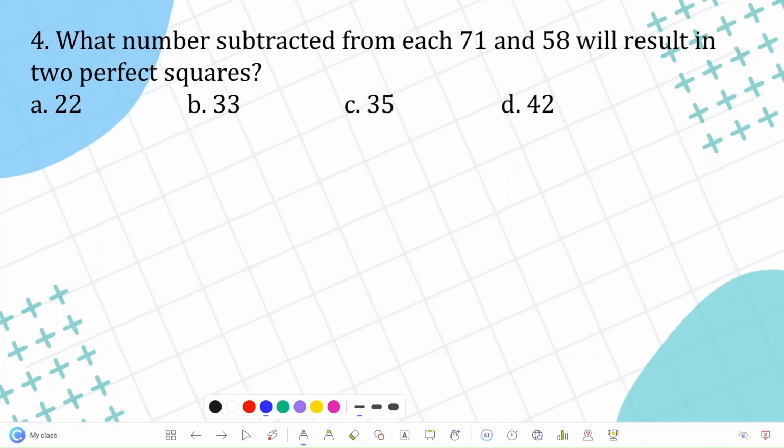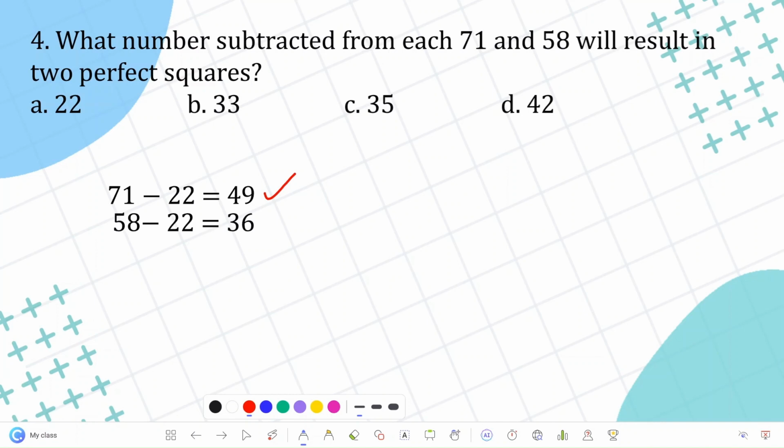So dito, tinatanong tayo kung ano bang number daw na kapag binawas natin sa both 71 and 58, ang result daw ay mga numbers na perfect square. So wala tayong magagawa dito kundi computing pa isa-isa. Okay, so let's go to choice number 1. So 71 minus 22 is equal to 49. Ang 49 ba ay perfect square? Yes, dahil ito ay 7 square or 7 times 7 is 49.